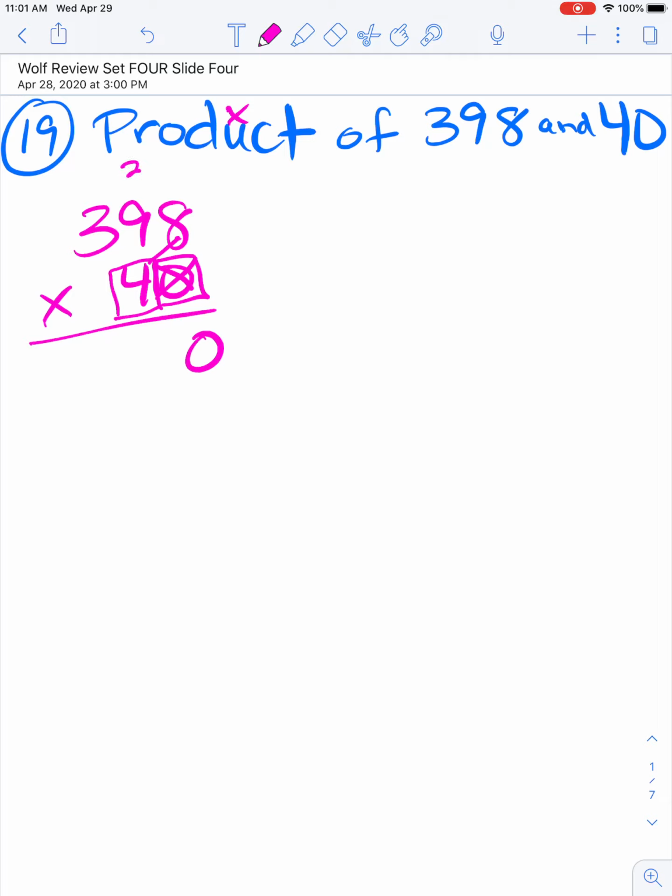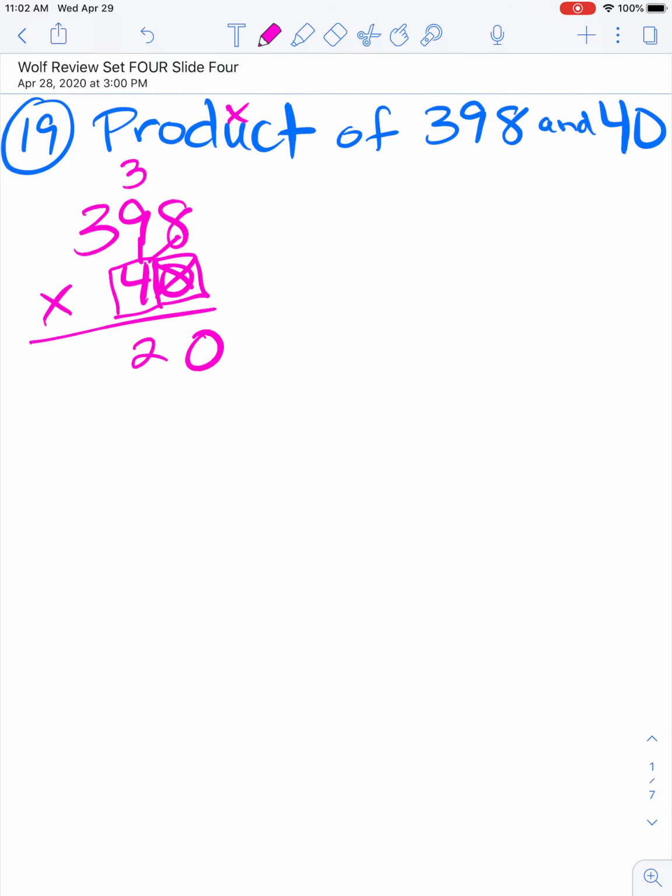I'm going to take my tens times my ones, 8 times 4, 32. If you're not sure, count by 8s or 4s. Then my tens times my tens, that's 36 plus 3 is 39. Then my tens times my hundreds, 4 times 3 is 12, plus 3 is 15. Read this number with me, 15,920. All right, now let's do the box method.